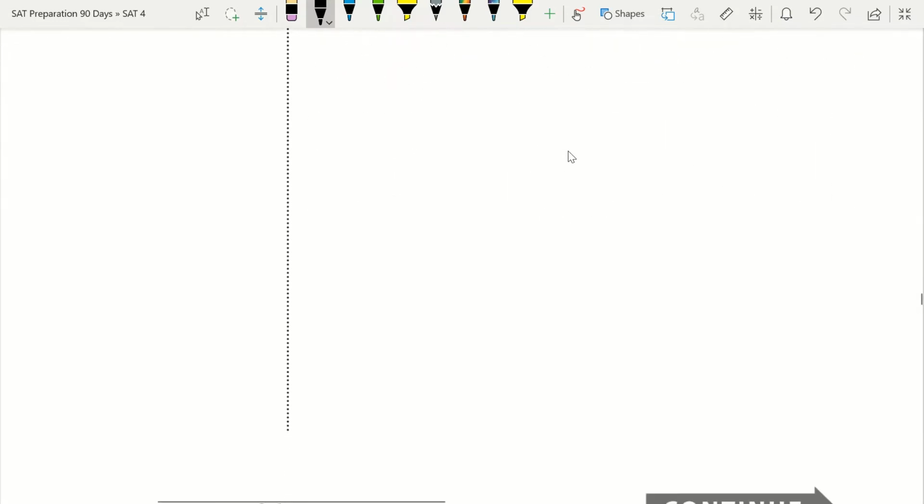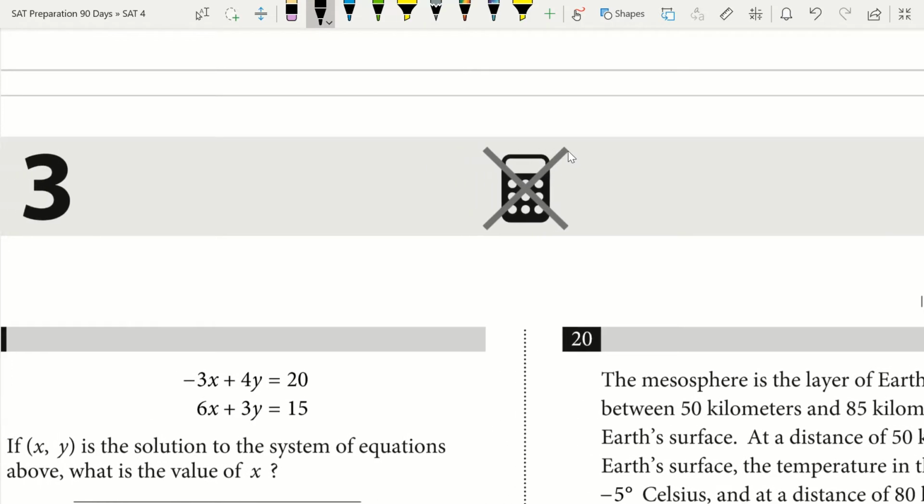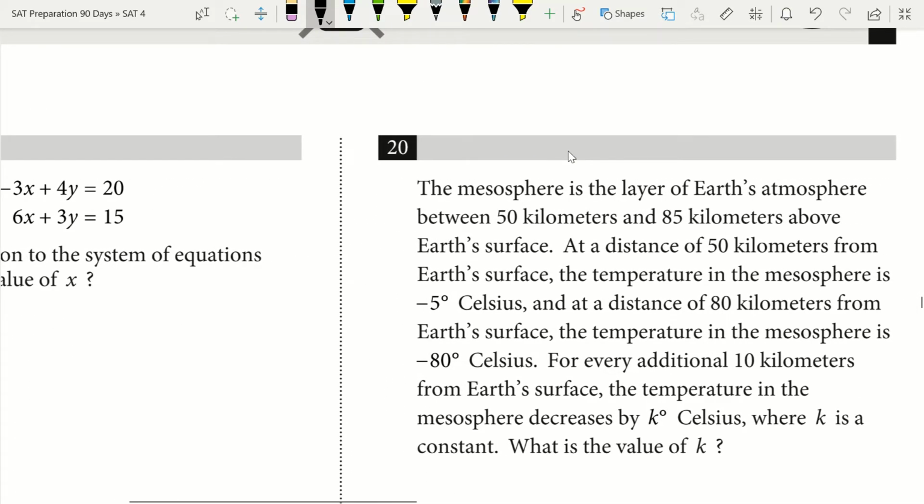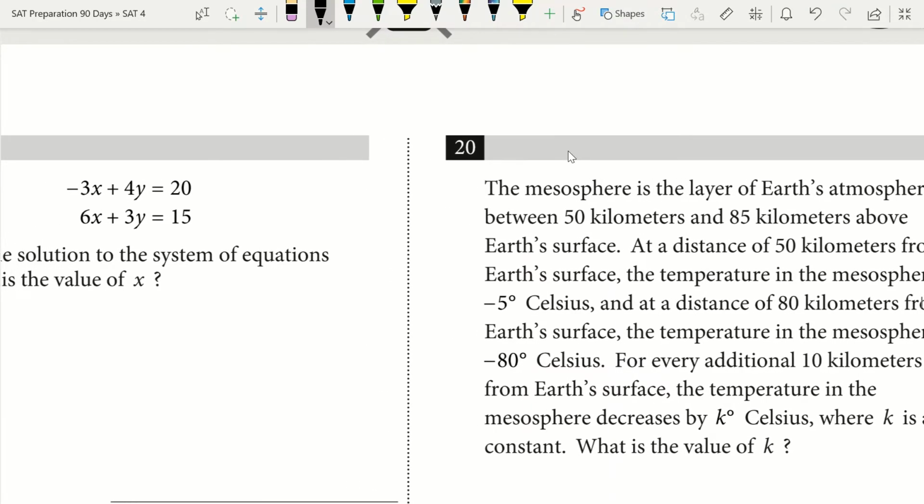Okay, at this point I glance at 19, 20 like I talked about in my pacing video, see if they're easy. If they are, I solve them. I see 19 looks easy. I see 20 looks fairly easy. Though it is long, it does look decently easy. It's not anything that looks too difficult.